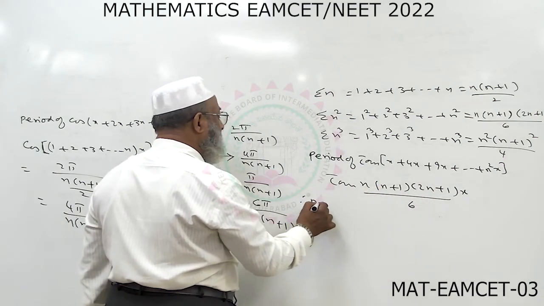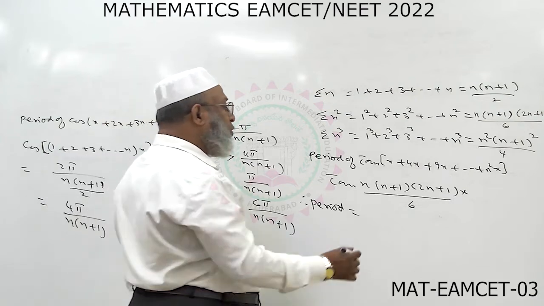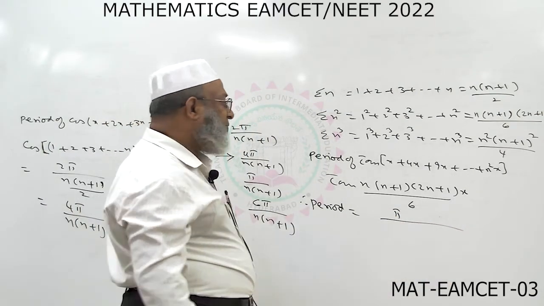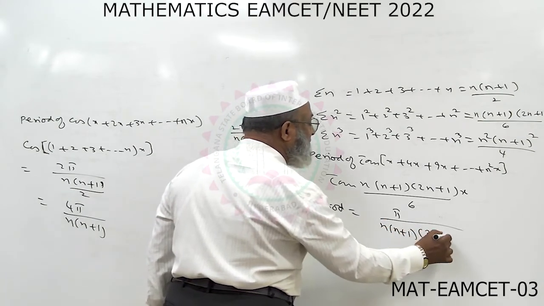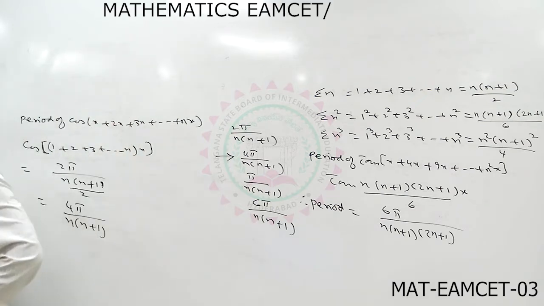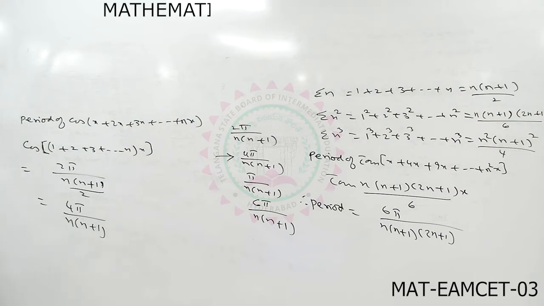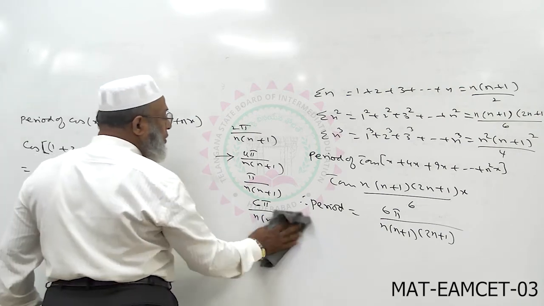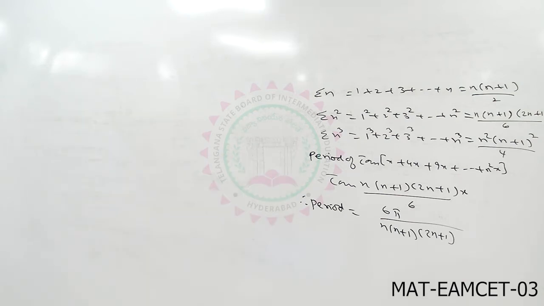Therefore, the period of this is nothing but, what is the period of tan? Pi. So pi divided by the coefficient of x. What is the coefficient of x? That is n into n plus 1 into 2n plus 1 by 6. This will come to the numerator. So the answer is 6 pi by n into n plus 1 into 2n plus 1. Is it clear?